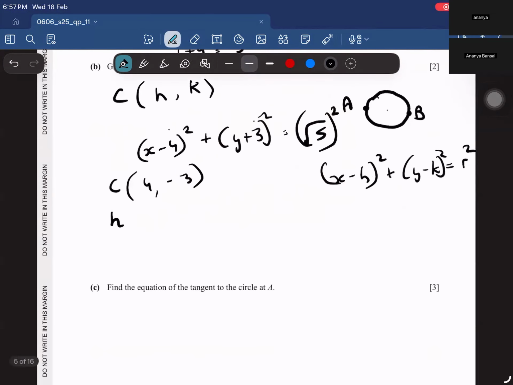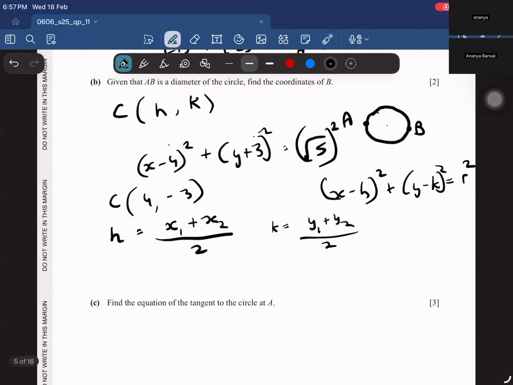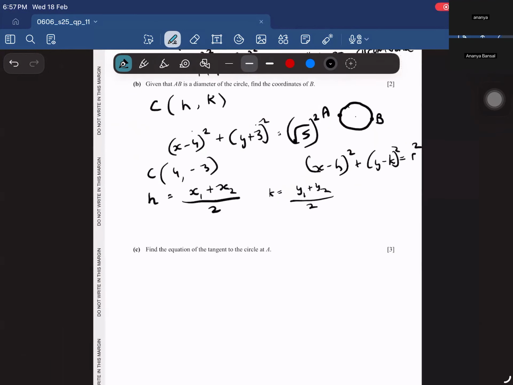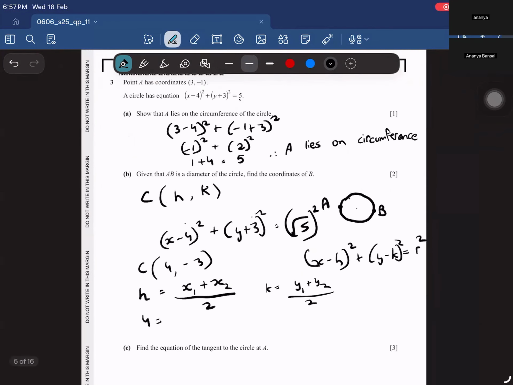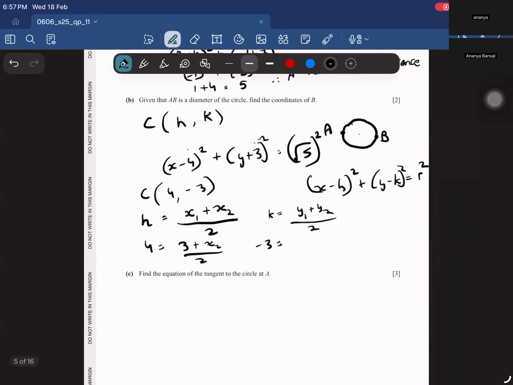H is (x1 plus x2) divided by 2, which is our midpoint formula, and K is (y1 plus y2) divided by 2. We have x1, we have H, we have K, we have y1, so we can find x2 and y2. So I can plug in the values, where 4 equals (3 plus x2) divided by 2, and -3 equals (-1 plus y2) divided by 2.